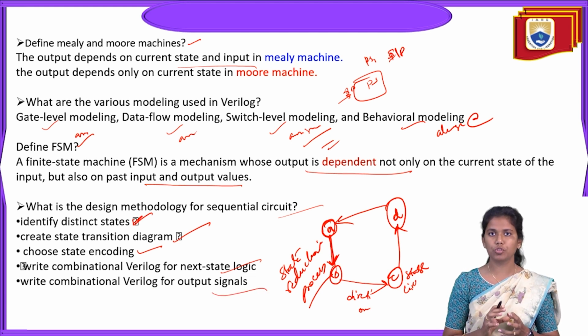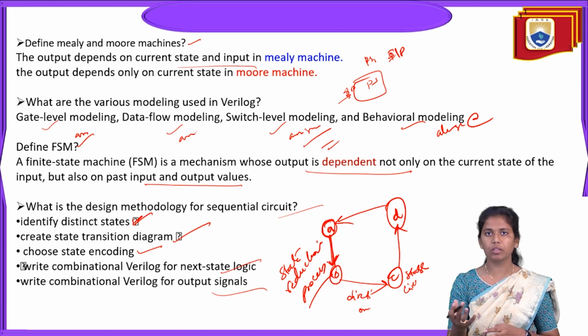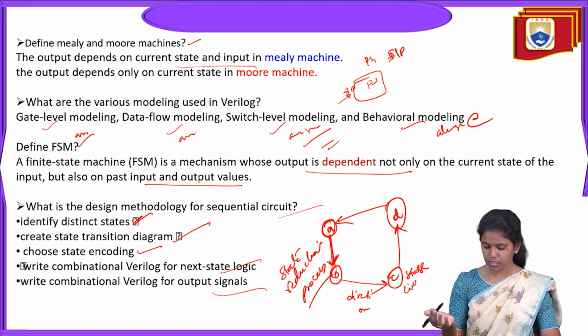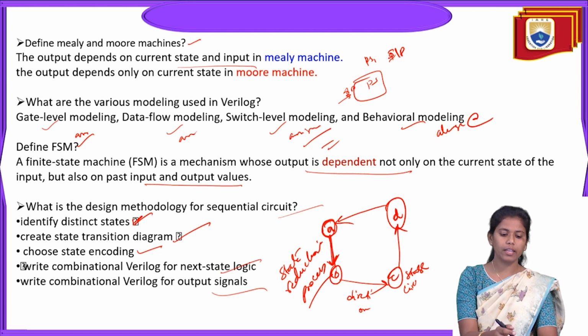And now we have to see whether the transition is taking place between the states or not, and also, based on the output signal, how the transition is taking place. All such things can be observed when you are going to design sequential circuits. This is a methodology.